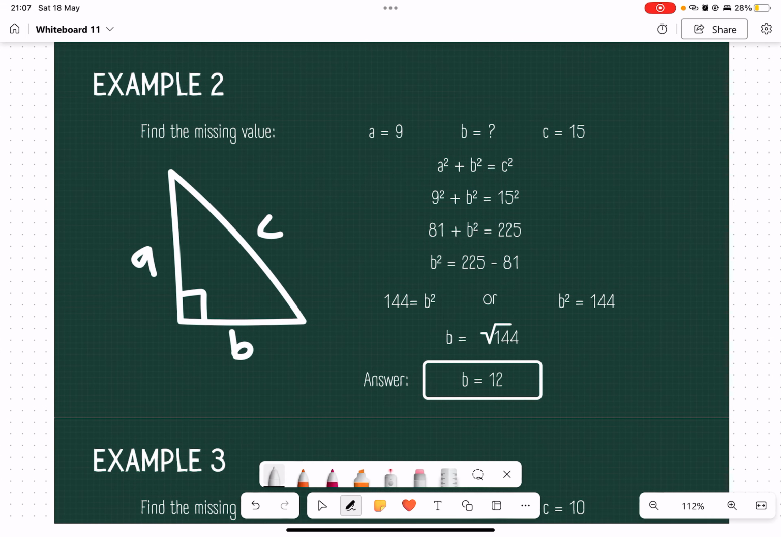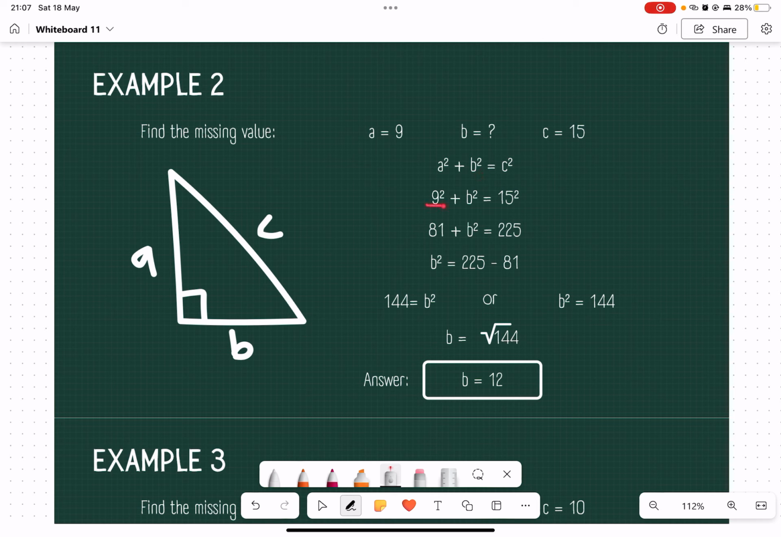On the next question, we are given A, we are not given B, so we are not given one of the legs, but we are also given the hypotenuse. So you firstly always start by writing the formula of the theorem of Pythagoras, which says the hypotenuse squared is the same as the sum of the squares of the other two sides.